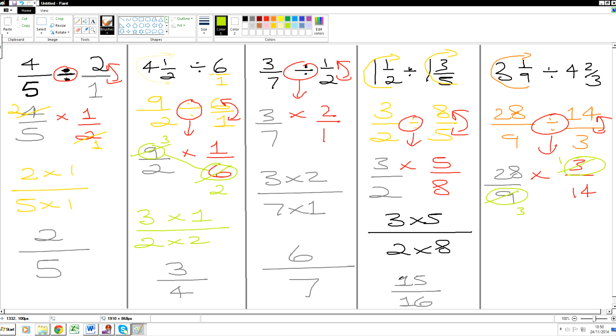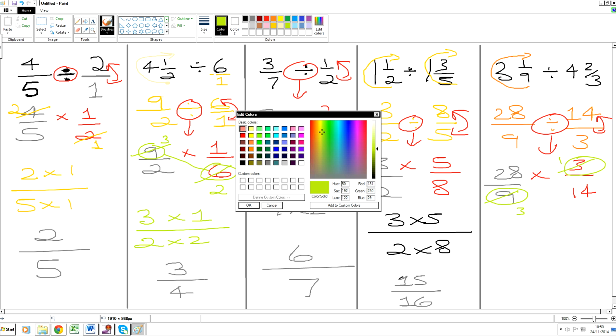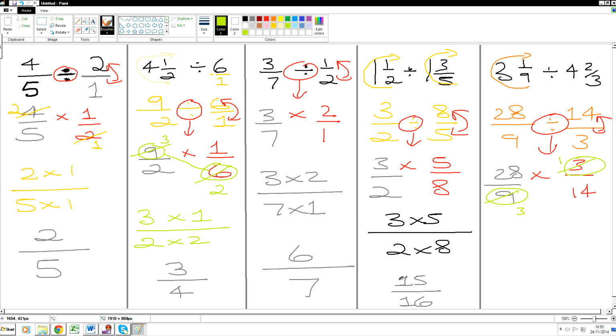Okay, next, Mr. Ali, your turn. Okay. And then after you have to go, we look at the 28 and the 14. Will they both cancel? No. Yes. They'll divide by 14. So then that's 1 and that's 2. And then 2. What do we do next?